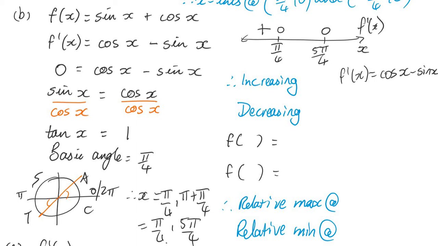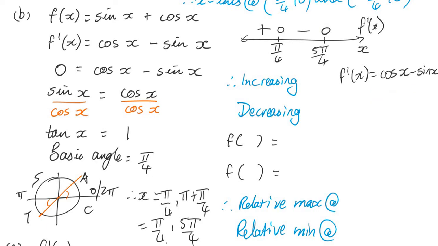Now I'm going to look at this region. What's a number between pi on 4 and 5 pi on 4? Easy one to work with here: pi. So if I substitute pi in there, then cos of pi is negative 1. Sine of pi is 0. That equals negative 1. So in that region, the sign is negative.